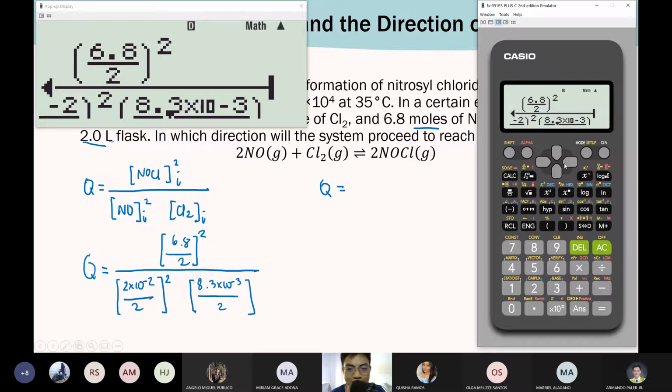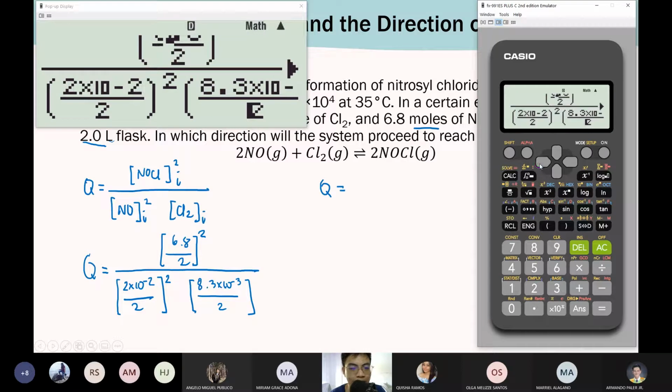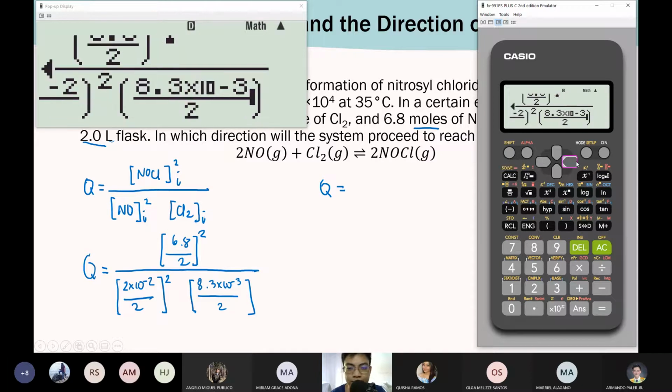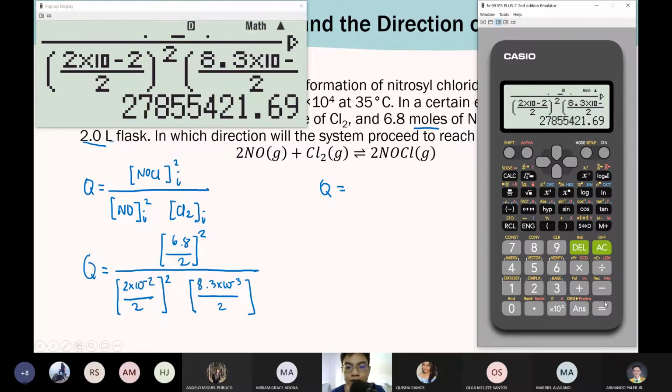Anyway, 6.8 times 10 raised to negative 2, squared. Confirm if what we wrote is correct: 2 times 10 raised to negative 2 divided by 2 squared, and 8.3 times 10 raised to negative 3 divided by 2 squared. Okay, press the equal sign. Large value.